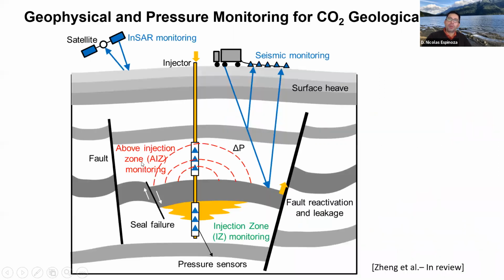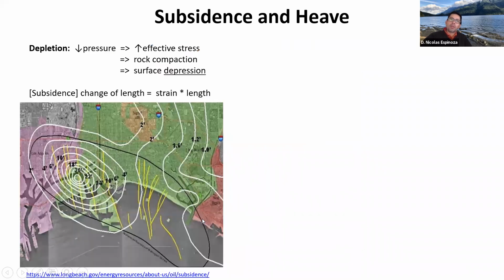So let me go very quickly through this last part. As I was saying before, something that we want to do is also to monitor some of these places. If we inject a fluid and increase the pressure in a formation, we can cause what is called a surface heave. This also happens in oil and gas, but it's the opposite, right? If we produce a fluid and decrease the pressure, the reservoir is going to be compacted. And that compaction is going to lead to a depression of the surface, something which is called subsidence.